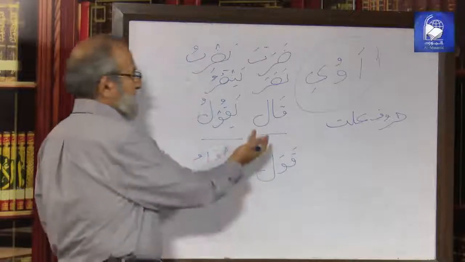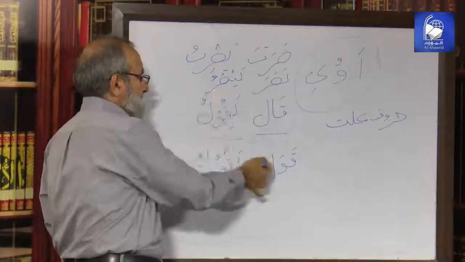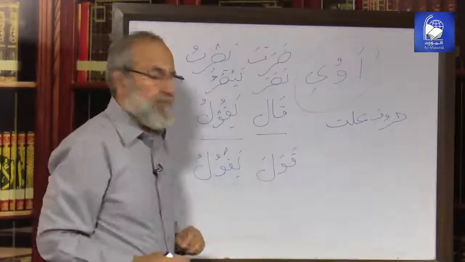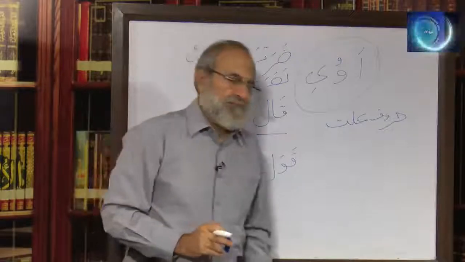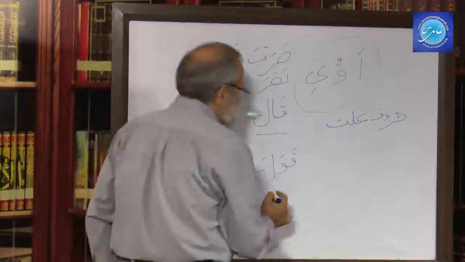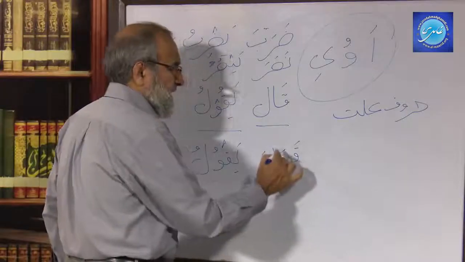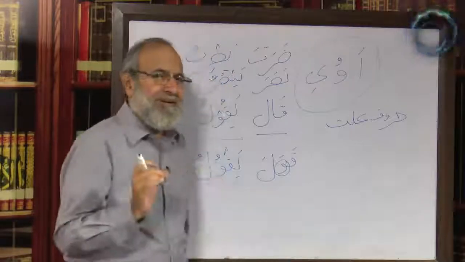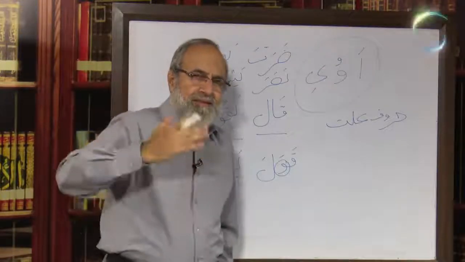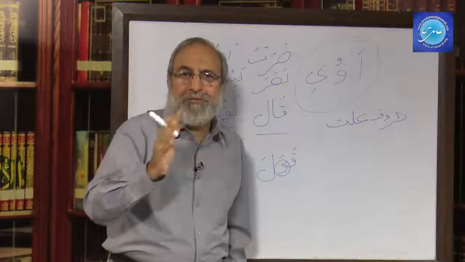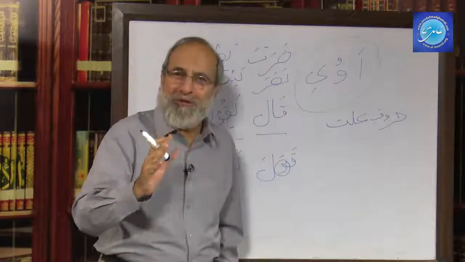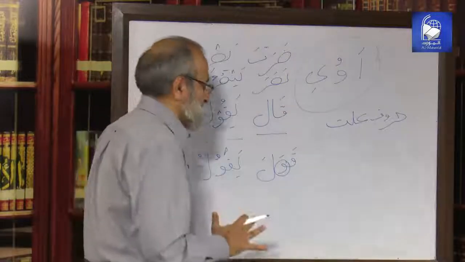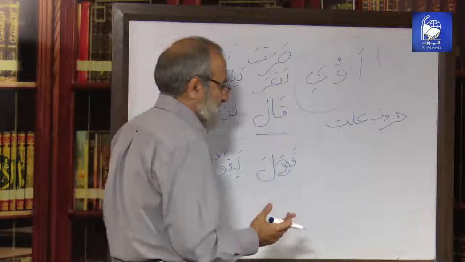Yaqwulu. That's what the pattern is. Nasara, yansuru, qawala, yaqwulu. But actually it's qala, yaqulu. So the way they explain is this, that because vowel and zabr, fatha, they are not consistent. They kind of don't agree with each other. They don't go well with each other. Therefore, it had to be one of the two things. One would have given way for the other.